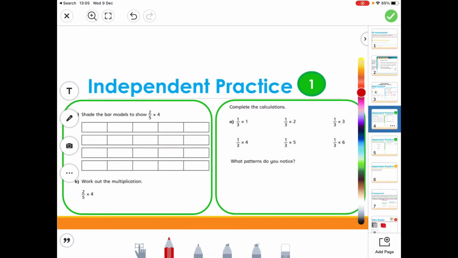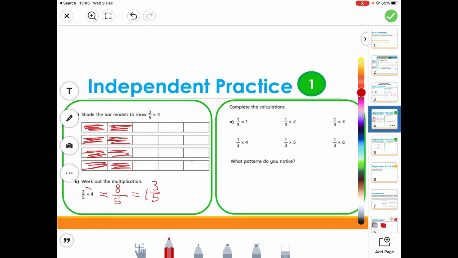Okay, shade the bar model to show 2/5 times 4. Well, I've got fifths here, so I'm going to shade in 2/5 of this, and then I need to do that 4 times. So 2/5 multiplied by 4. Well, 2 times 4 is 8. And the denominator stays the same, so it's 8/5, and I know that 8/5 as a mixed number is going to be 1 and 3/5.